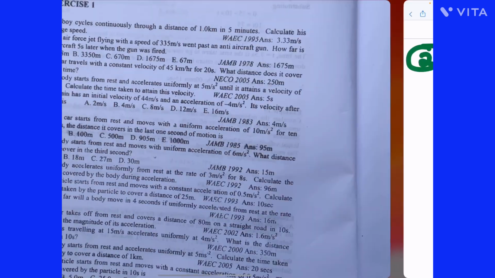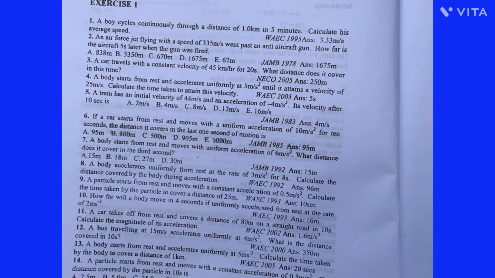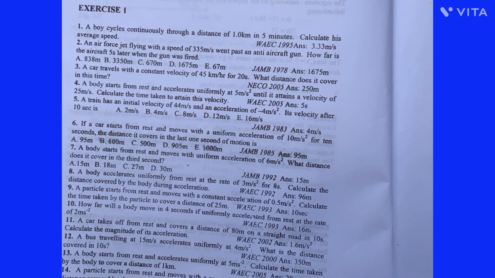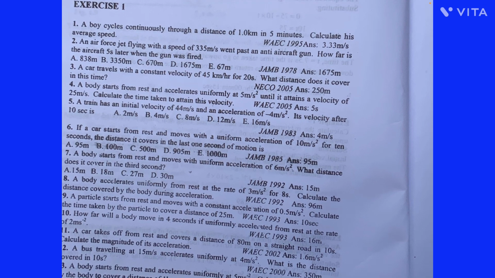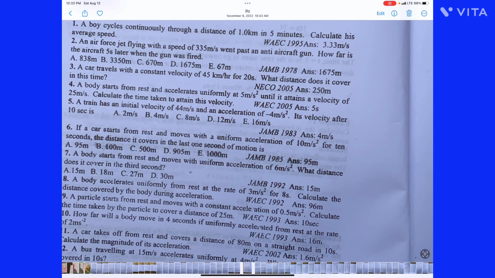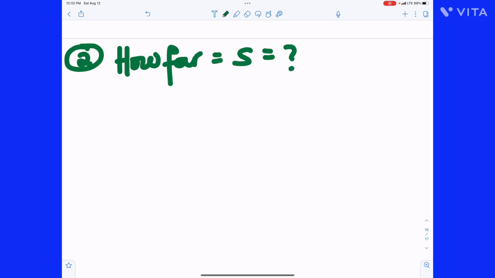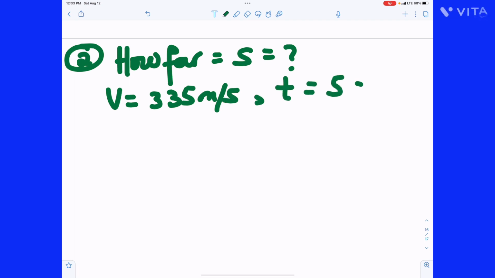Let's go to the second question. Question 2 says, an aircraft jet flying with a speed of 335 meters per second went past an aircraft gun. How far is the aircraft 5 seconds after the gun was fired? How far means we are looking for distance. So you write S question mark. We have the velocity, 335 meters per second, and the time, 5 seconds.